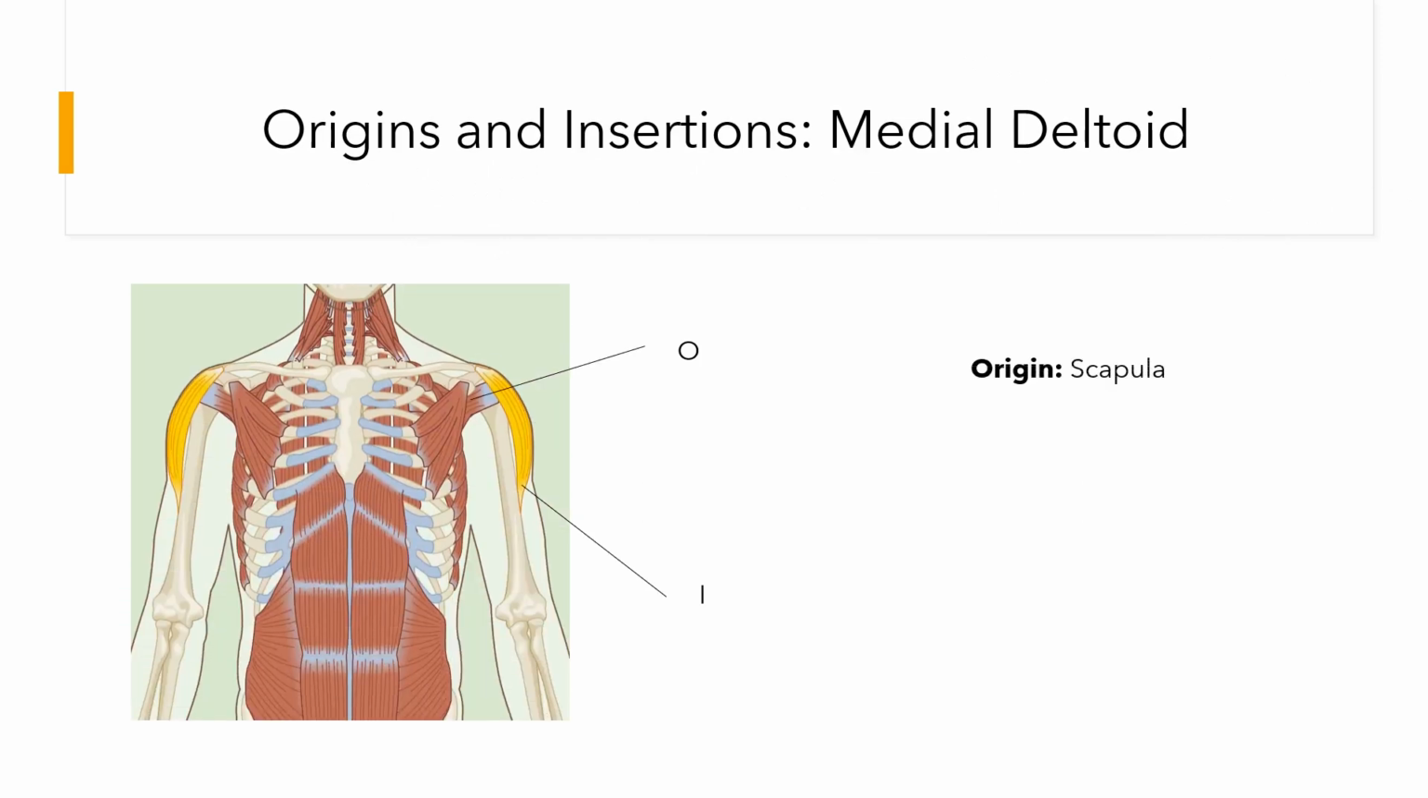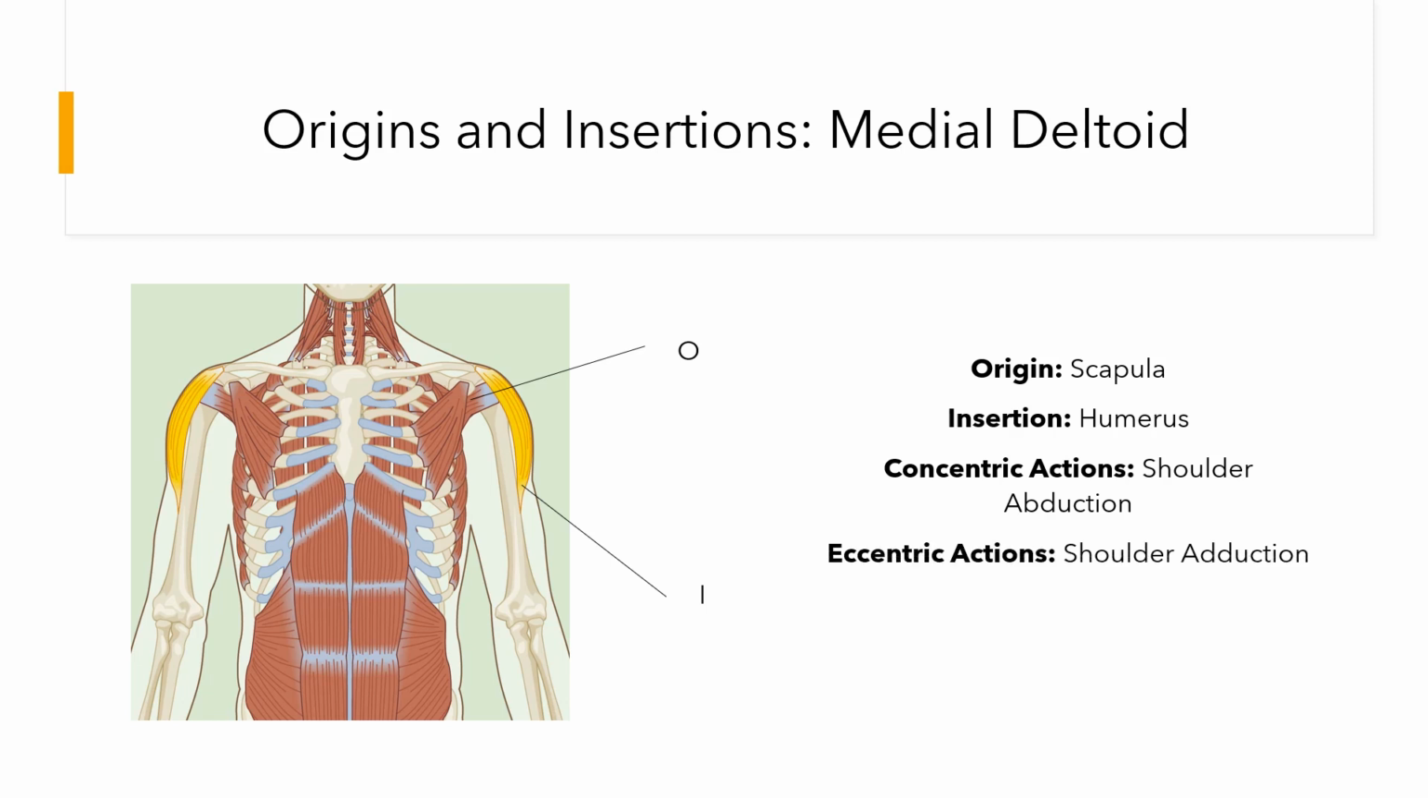So the medial deltoid, the middle of the deltoids, originates at the scapula. So it doesn't insert into the scapula this time, it originates at the scapula. A very important distinguishing difference. It inserts into the humerus. It's a bit of a flipped role. And it allows you to abduct the shoulder, so think of a lateral raise. Eccentrically, you're going to get adduction of the shoulder.